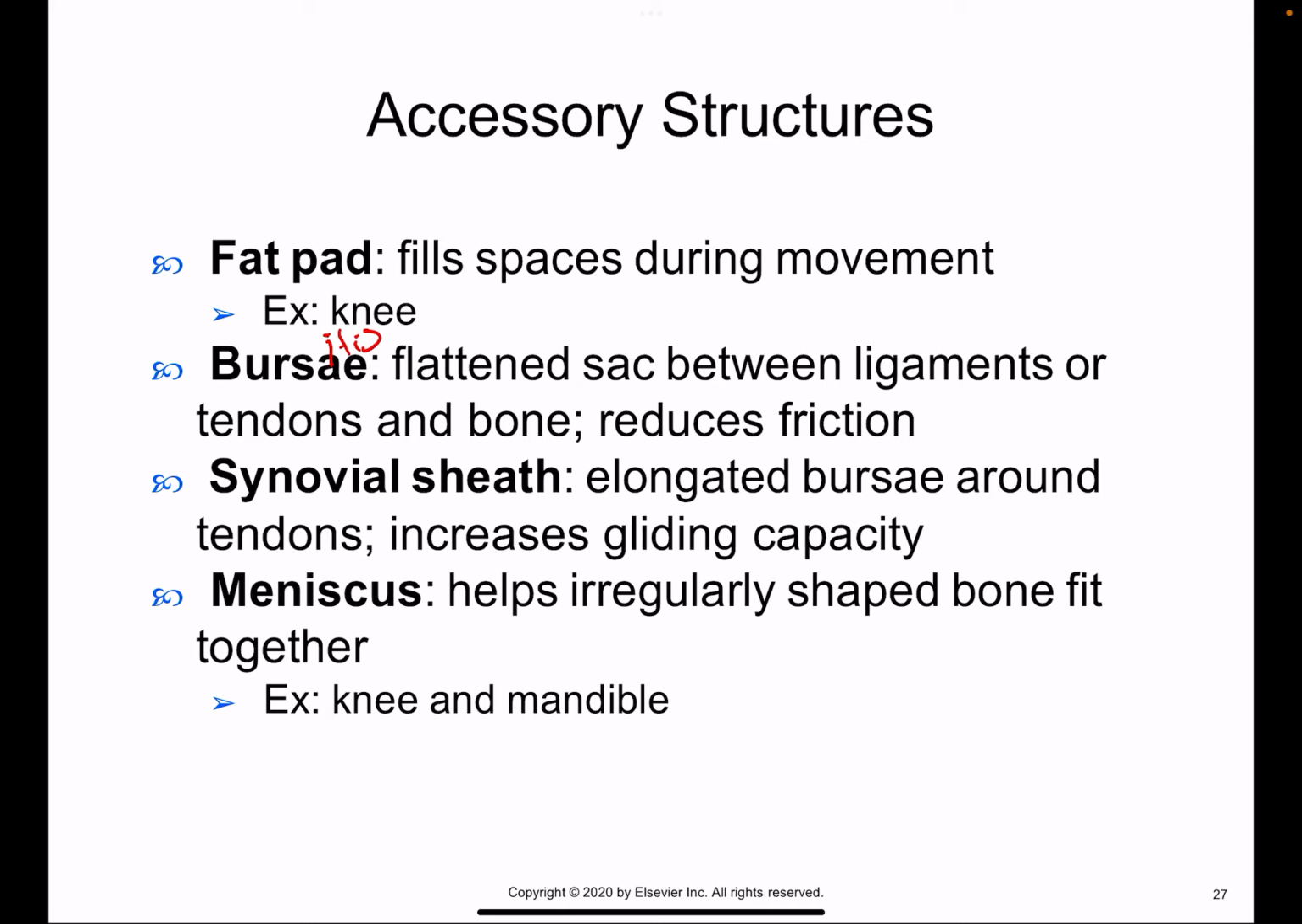Now, the synovial sheath is an elongated bursa around tendons, and this is going to increase gliding capacity. Of course, our meniscus helps irregularly shaped bones fit together. The biggest example is the knee and mandible.